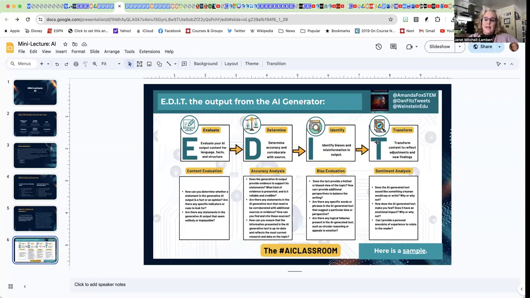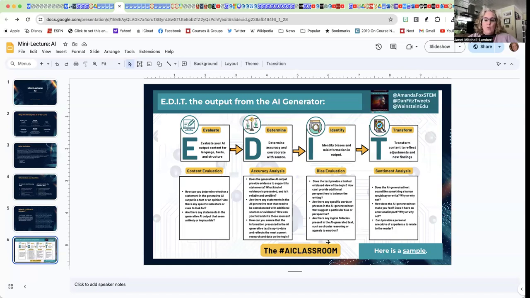The last is to transform. It's important to be able to transform the content to reflect adjustments and new findings. So some questions to ask: does the AI-generated text sound like something a human would say or write? Why or why not? How does the AI-generated text make you feel? Does it have an emotional impact? Why or why not? And can we provide a personal anecdote or expression to relate to the reader?